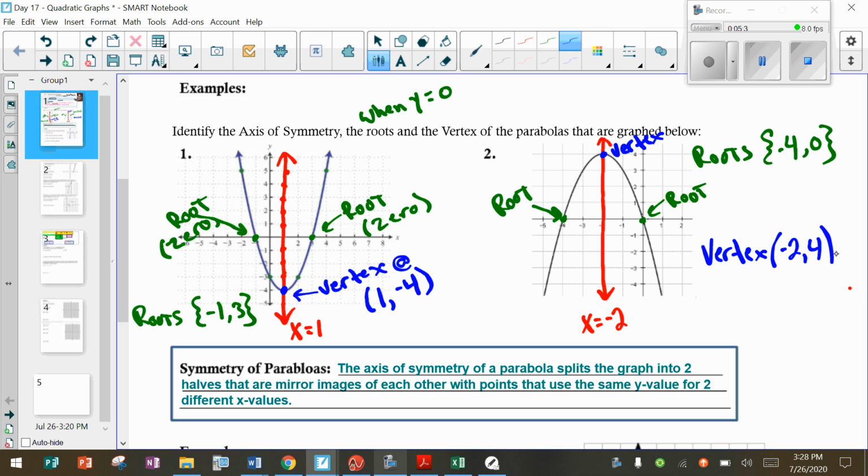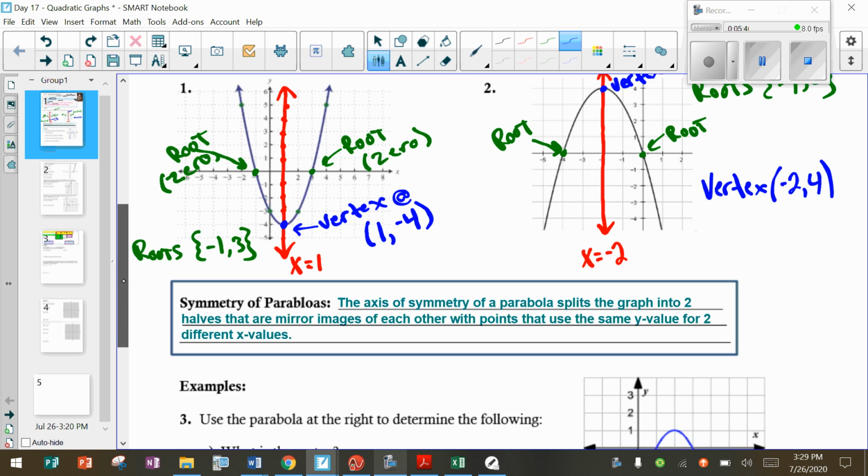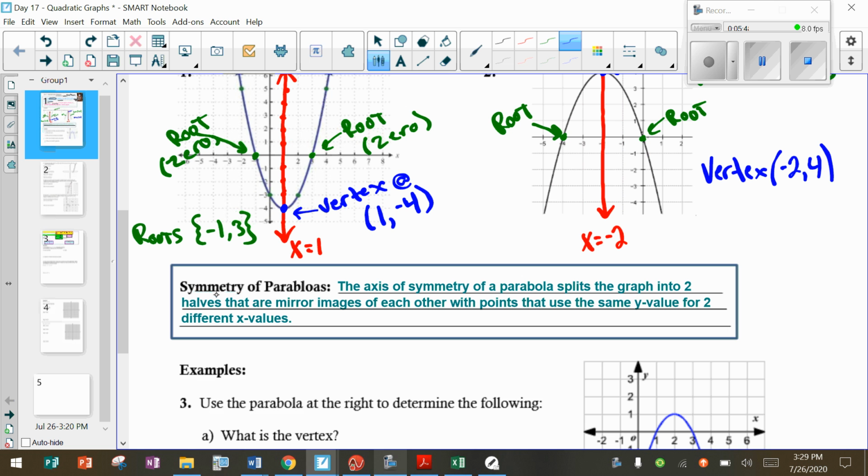Now, since the axis of symmetry or line of symmetry splits the graph into two equivalent sides where they could be folded on top of each other, we could use that to help us graph or finish a diagram or picture of a parabola. So the symmetry of parabolas is very important. Symmetry means it's the same on both sides.